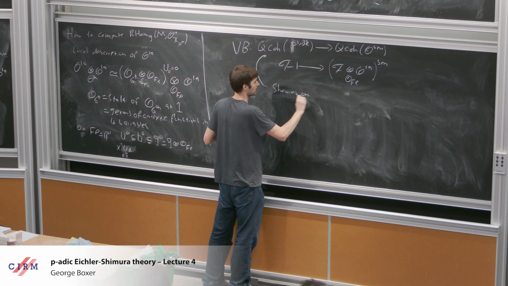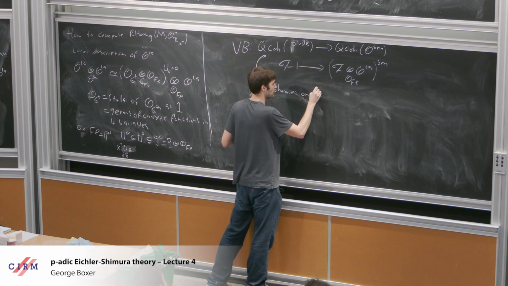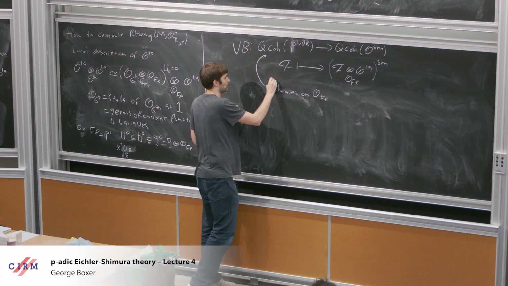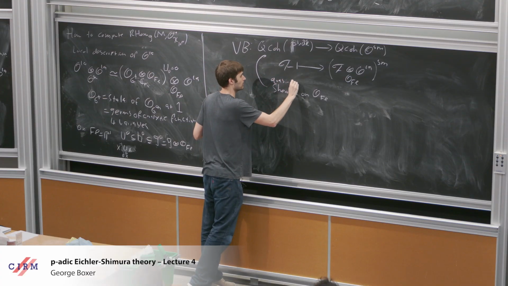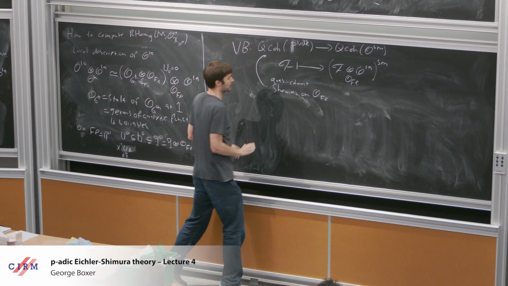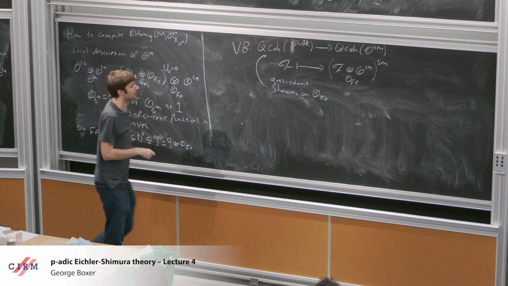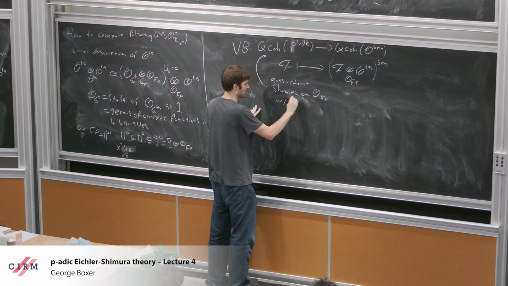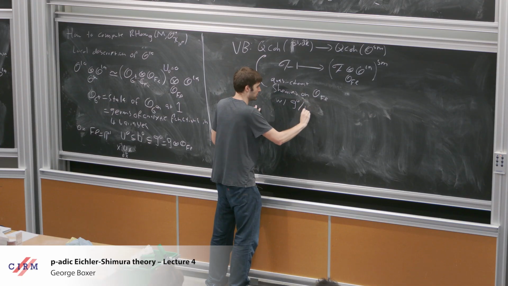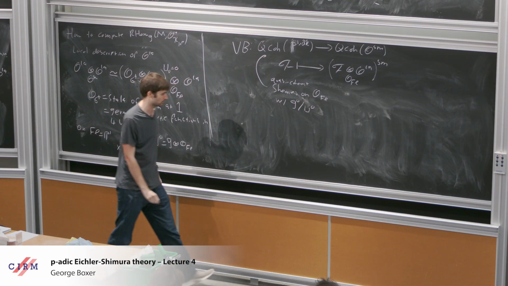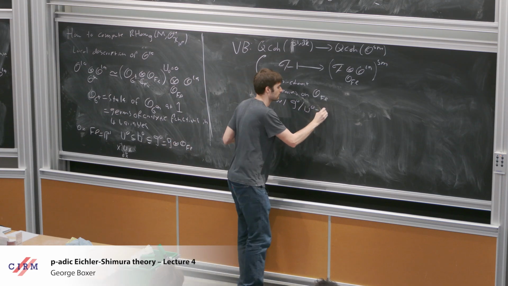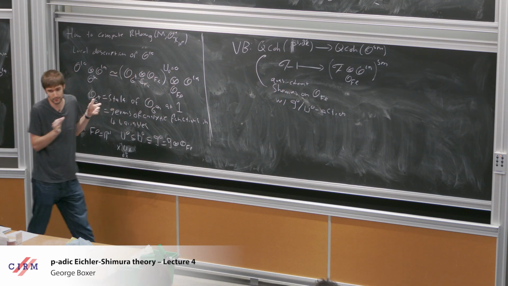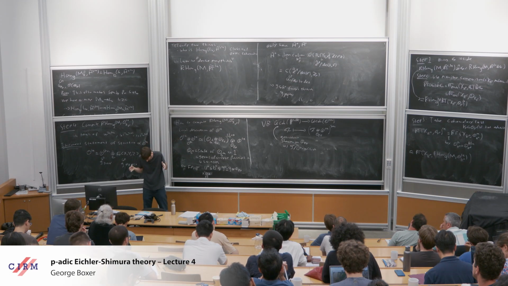sheaves on OFL, so quasi-coherent sheaves. I probably should say that. So there's some kind of quasi-coherent sheaves on OFL with a G naught action such that U naught is 0 on it. Some kind of analytic twisted D module.